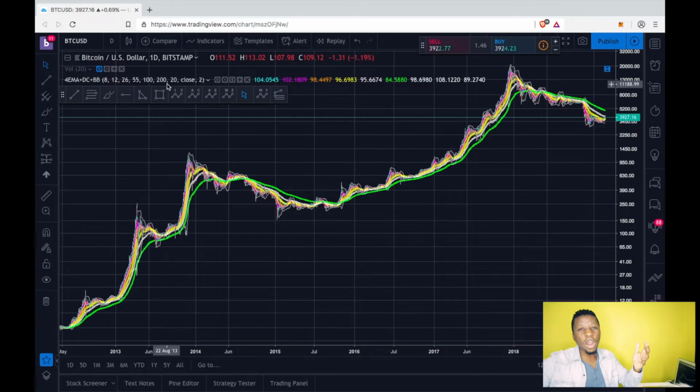So for example, when you are talking about a very short-term time interval, you are going to be using the 8, the 12, and the 26 moving averages, these 3 EMAs. When it comes to mid-term intervals, you are going to be focusing on the 55, or rather the 50 EMA. When it also comes to long term, I think I would rather use the 200 EMA. So when it comes to mid-term, you're going to be focusing on the 50 and the 100. When it comes to long term, you're going to be dealing with the 200 EMA.